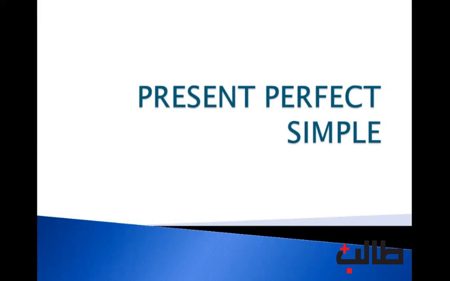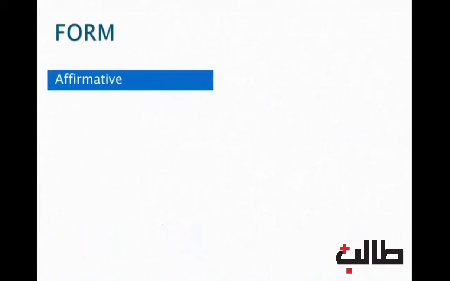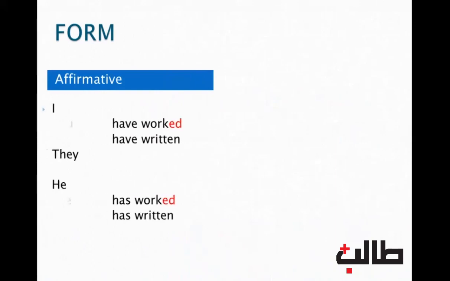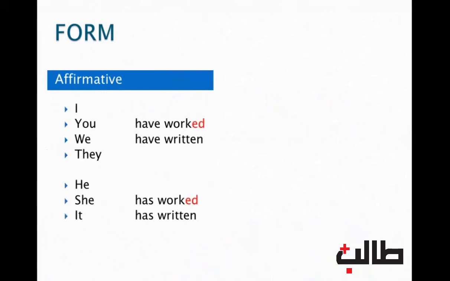Let's get started. Yes, this is our tense, present perfect. This is the form of it. Affirmative form, which is the opposite of negative. You can use I, you, we, they, plus have, plus PP. As you can see, I have worked, you have worked, we have worked, or they have worked. You can say have worked or have written according to the verb that you have.